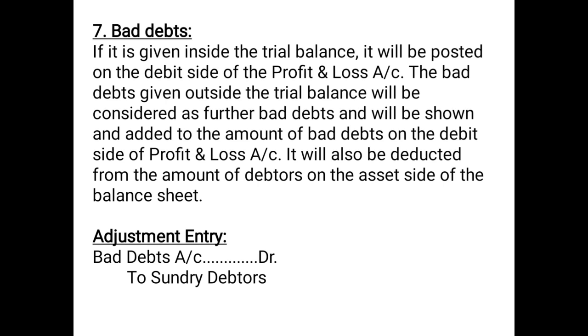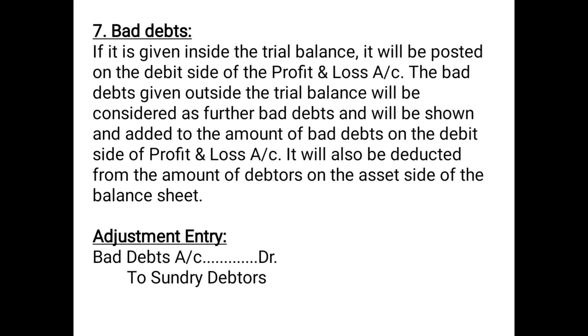On the other hand, the bad debts which are given outside the trial balance or in adjustment are known as further bad debts, the new bad debts. So the bad debt which is given outside the trial balance, or we can say the further bad debts, will be shown at two places. At first place, it will be added to the old bad debts on the debit side of the profit and loss account, and on the other hand, it will also be deducted from the value of debtors on the asset side of the balance sheet.